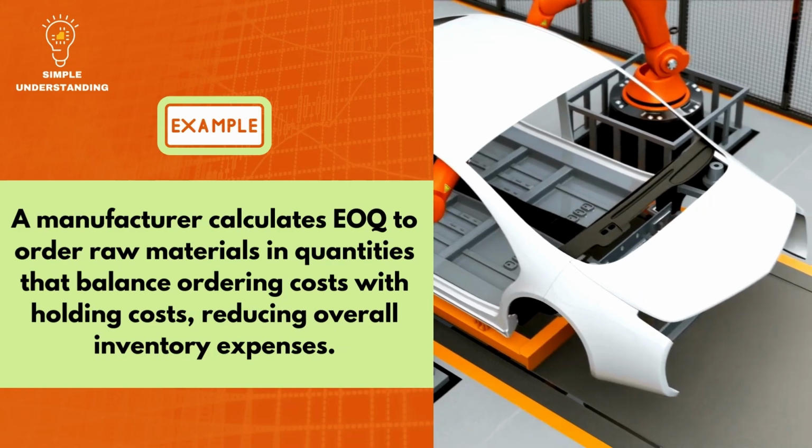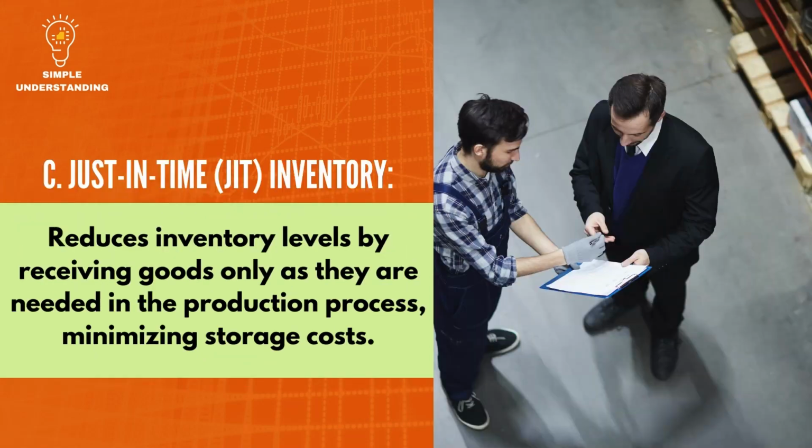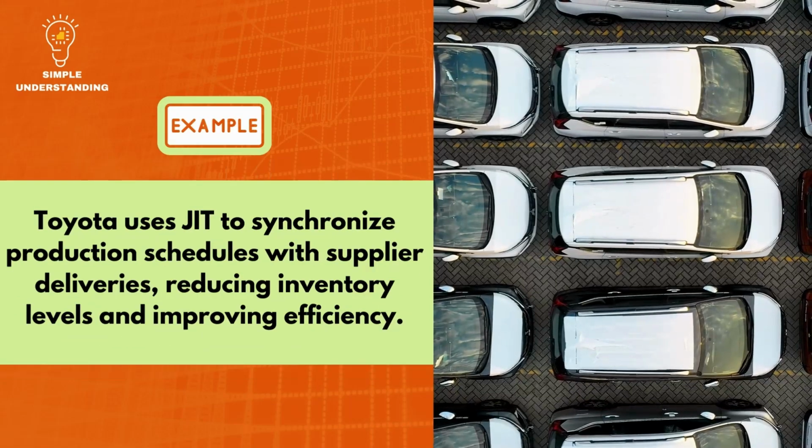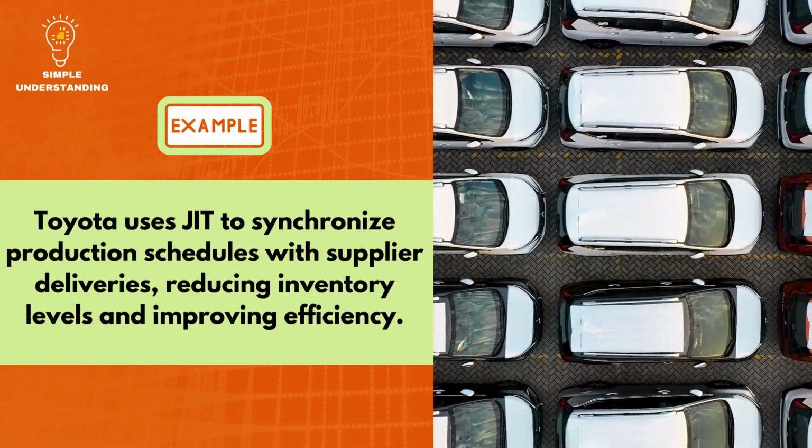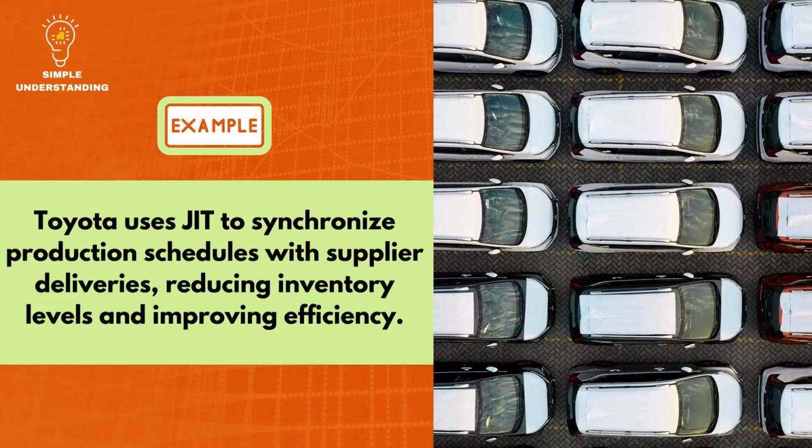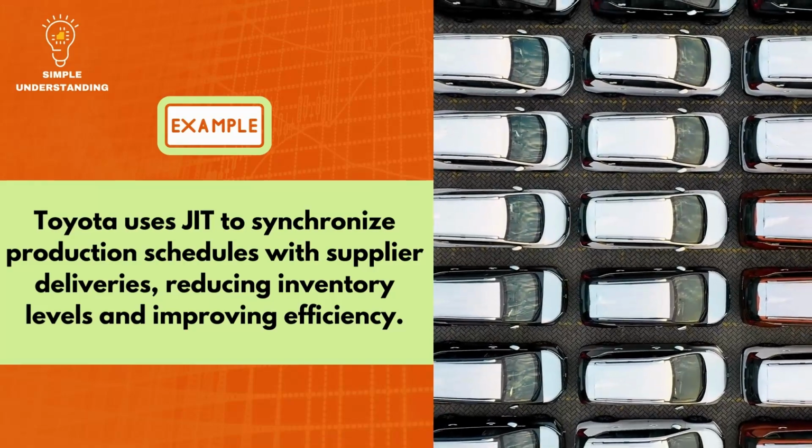C. Just-in-time, JIT, inventory, reduces inventory levels by receiving goods only as they are needed in the production process, minimizing storage costs. Example: Toyota uses JIT to synchronize production schedules with supplier deliveries, reducing inventory levels and improving efficiency.